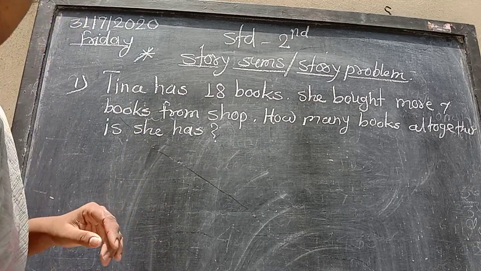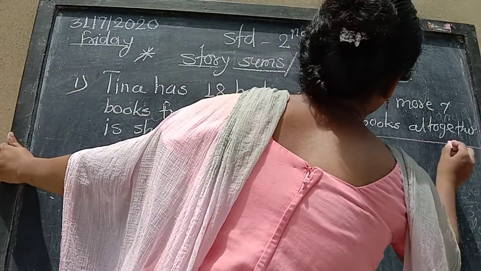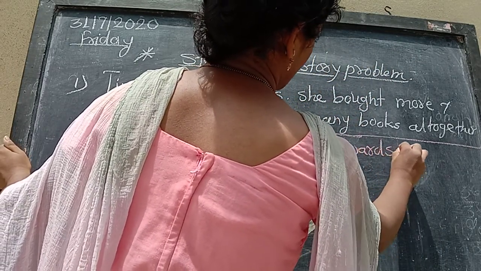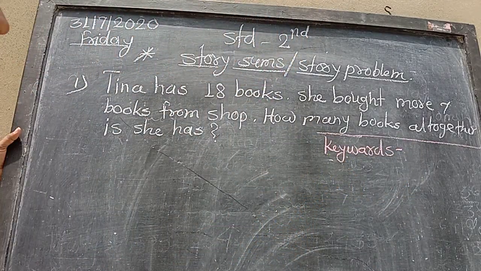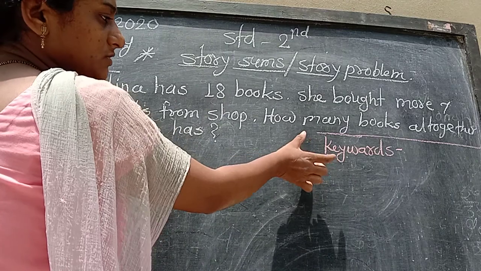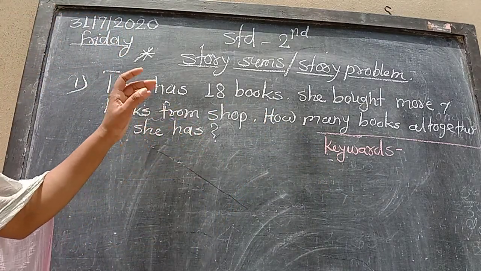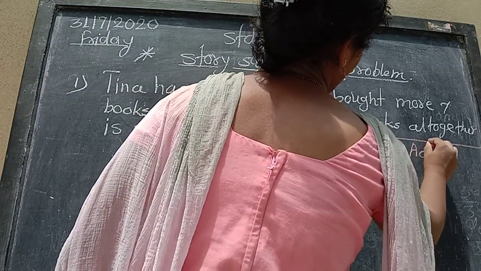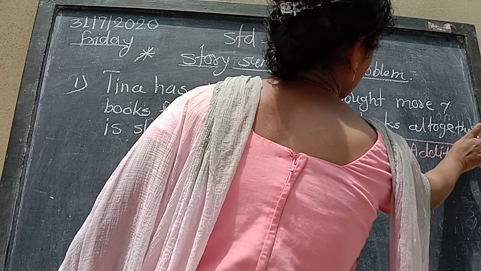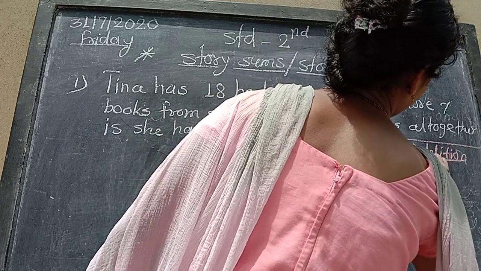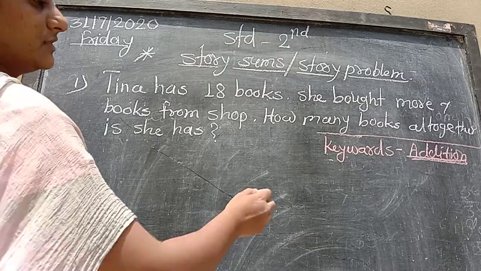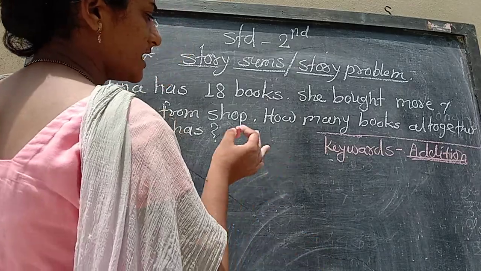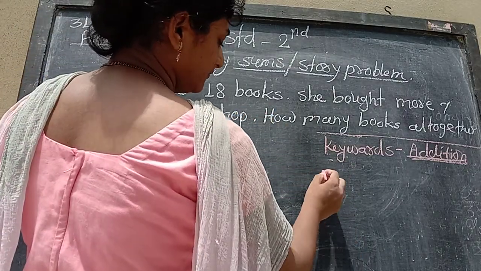I tell you, students, keywords. Keywords means, K-E-Y-W-O-R-D-S, from these keywords you can identify which operation it is. Is this subtraction or is this addition? Okay, see, for addition, how to identify that it is an addition example? By these keywords. See which are there.